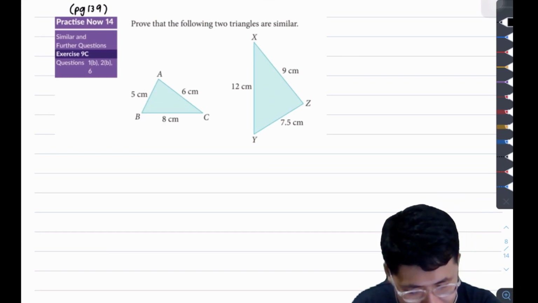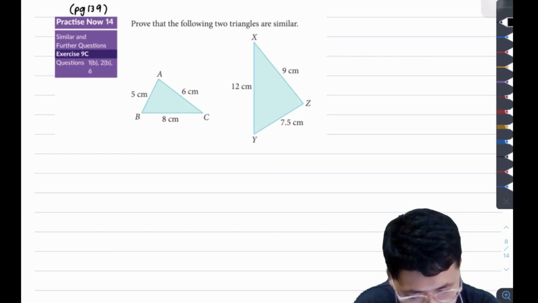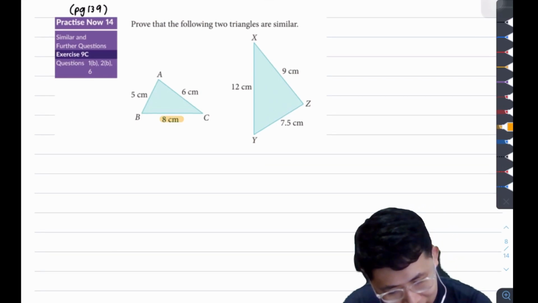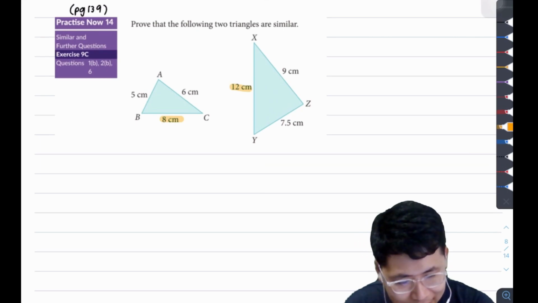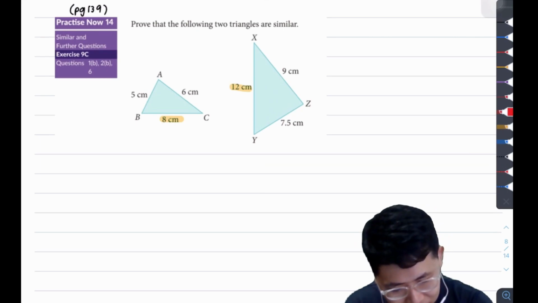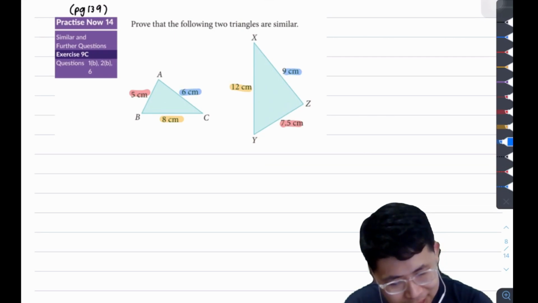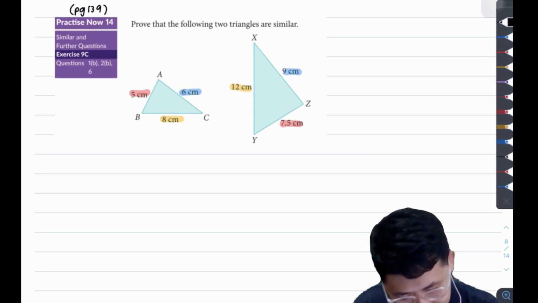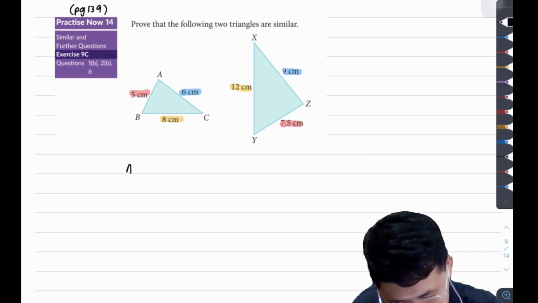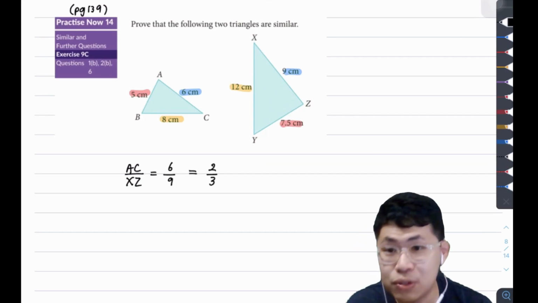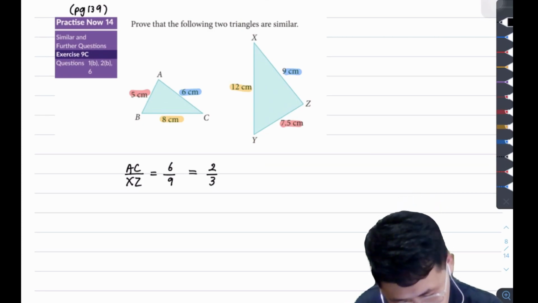So let's start to pair them and see which ones we can match. So maybe let's match 8 to 12 because they are the longer sides. The shorter sides are 5 and 7.5. The middle ones would be 6 and 9. So let's do a little bit of calculation. AC over XZ would be 6 over 9. Simplify this, 2 over 3. Right, so we get the first ratio.